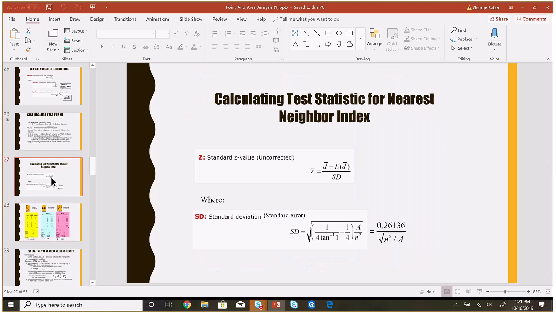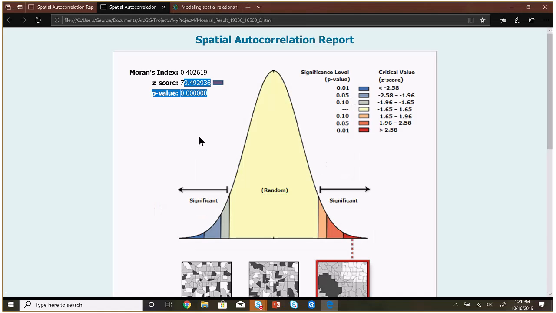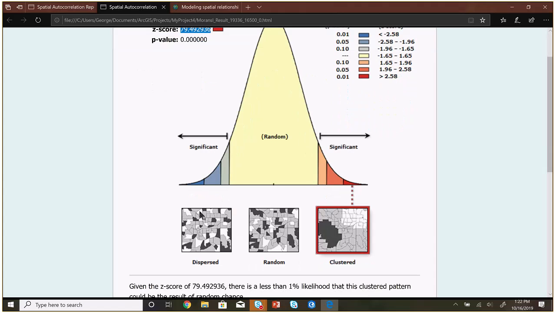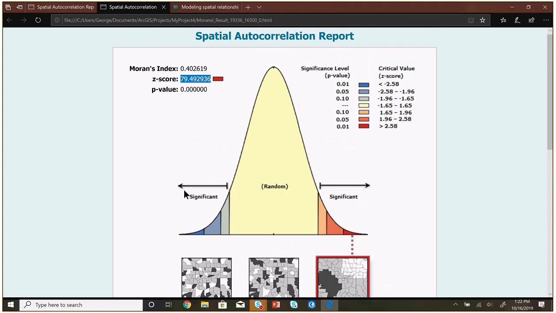It helps you explain by that map that it is not random. The higher the z-score is, the further away from the mean you are in standard distances. So if the z-score was negative 79, what would that say? That would say that the pattern was dispersed and with a large degree of confidence. Very confident that it's dispersed.